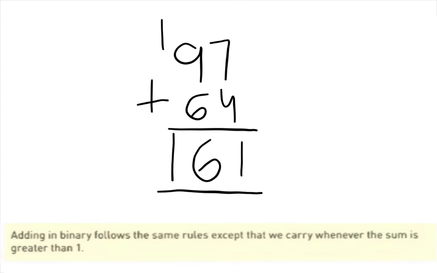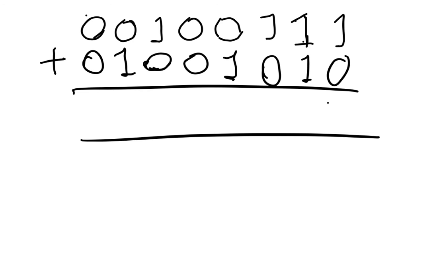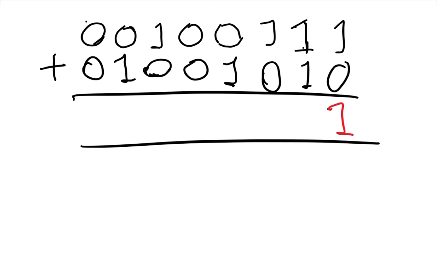Adding in binary follows the same rules, except that we carry whenever the sum is greater than 1. Now let's add two binary numbers. Over here we have two 8-bit binary numbers to be added. We're going to start off by adding the numbers in the right-hand column first. By the binary addition rules, we know that 1 plus 0 is 1. 1 plus 1 is 10, which has a sum 0 and carry 1.